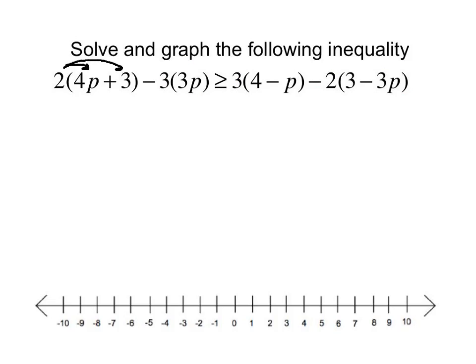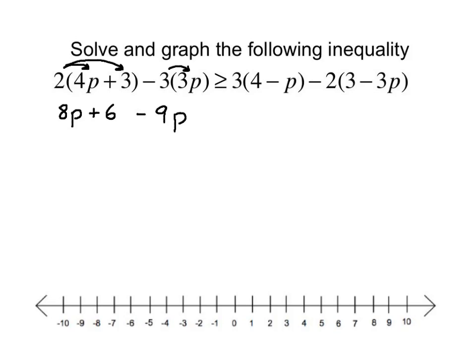So first, I'm going to distribute the 2, and this is going to give me 8p plus 6. Then I'm going to go ahead and distribute the -3. There's only one term inside the 3p. Notice how I don't have to distribute to the 3 and the p because they are not being added, but instead are connected by multiplication. So that's going to give us -9p.